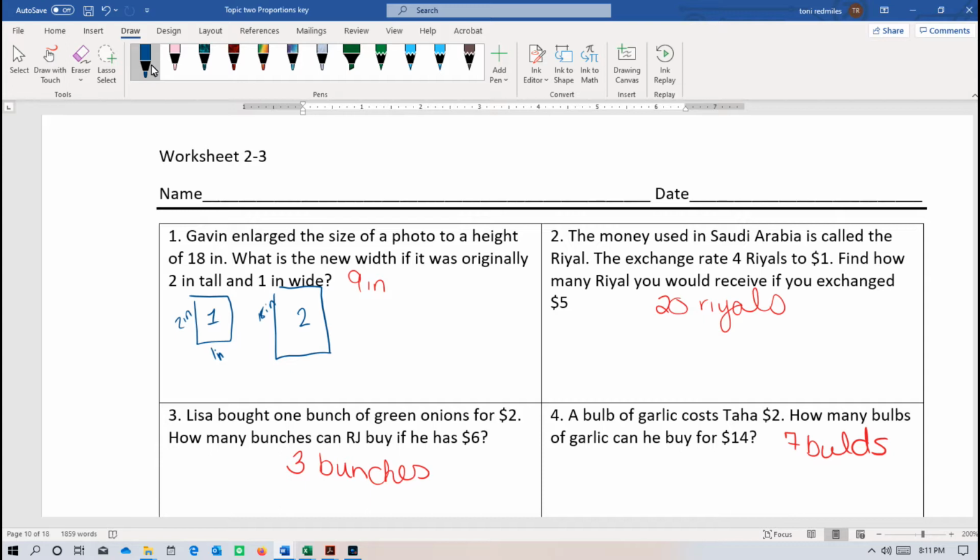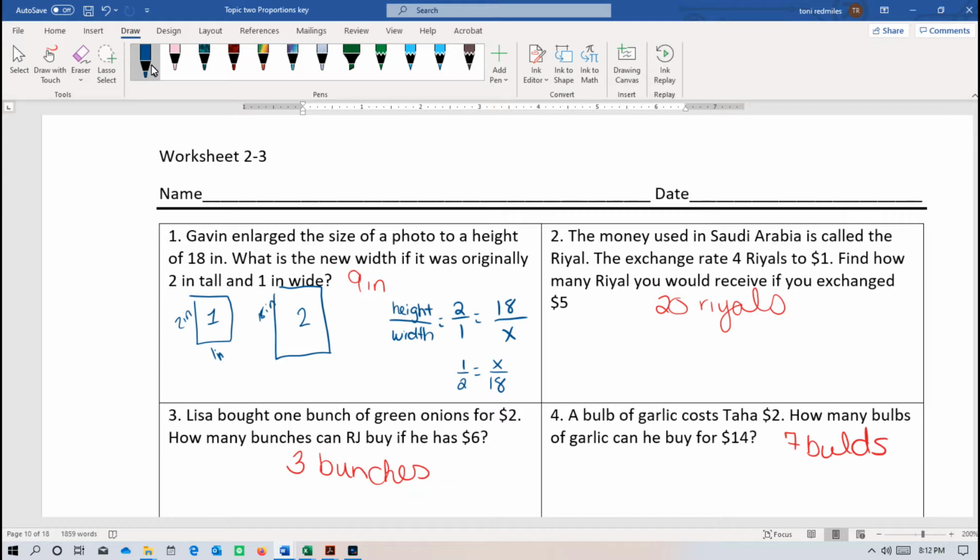So I'm going to do height versus width. And of my small one, that would be 2 to 1. And for the one that I'm enlarging it to, it's going to be 18 over x. Now, of course, I told you in class that if x ends up on the bottom of your fraction, all you have to do is flip it. That gets it to the top. That's the same as doing the opposite operation to get it to the top. It's just a little shortcut.